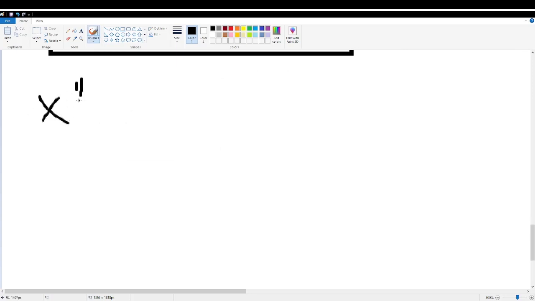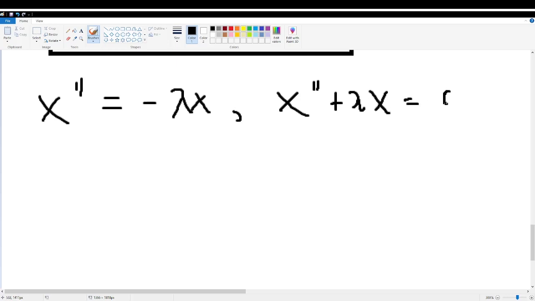We're going to have x double prime over x is equal to negative lambda. Let's just multiply both sides by x. We get x double prime plus lambda x is equal to 0. This is a linear second order constant coefficient homogeneous ordinary differential equation.